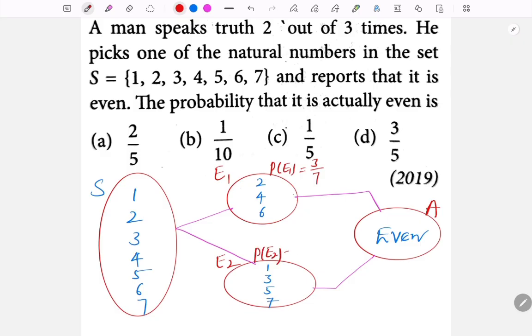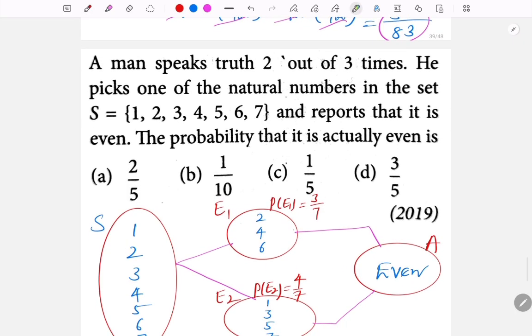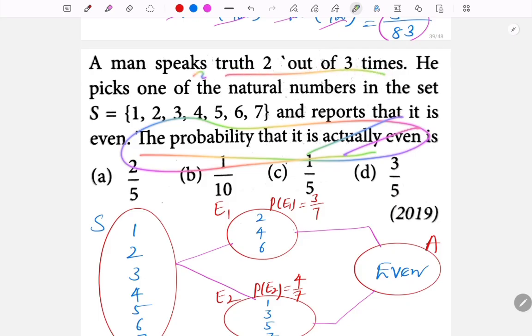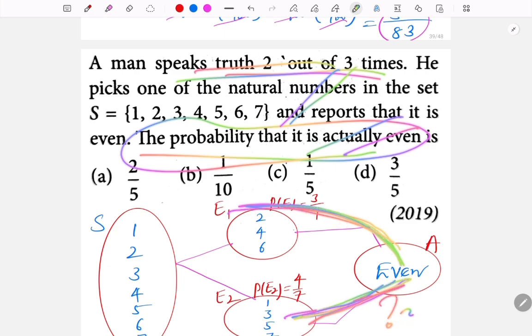Write down this one, P of E2. What is favorable? 4 out of 7. And whenever they are reporting even, whenever they are asking actual even, that time only they are speaking truth according to the question. Then it means this time they are speaking truth. If it is truth, then non-truth is the complement. We can easily find this part using the P of A plus P of A dash formula, right?